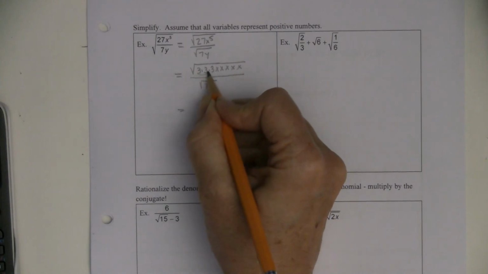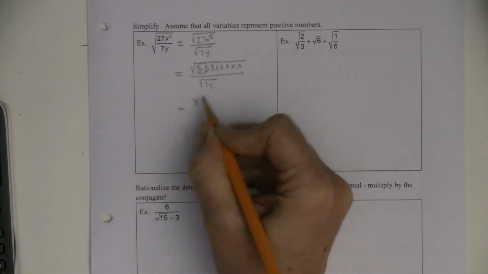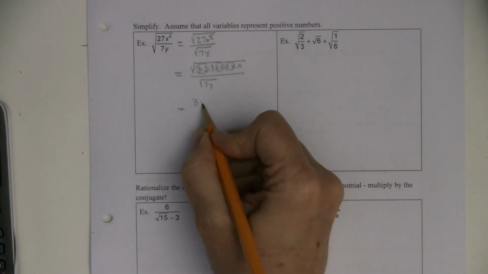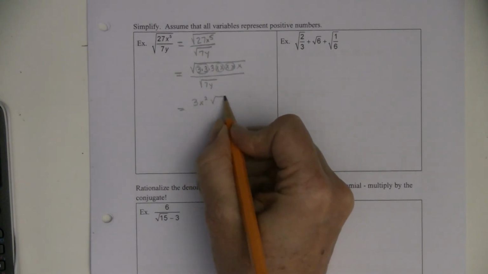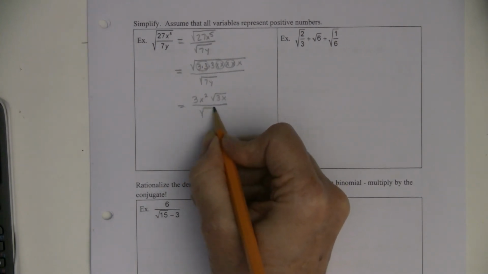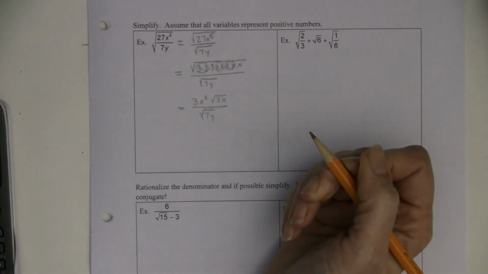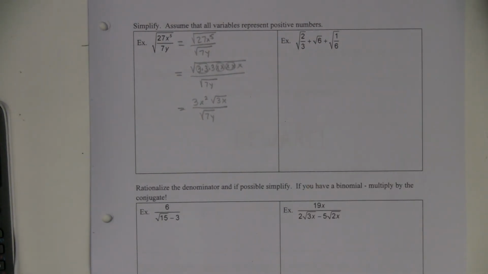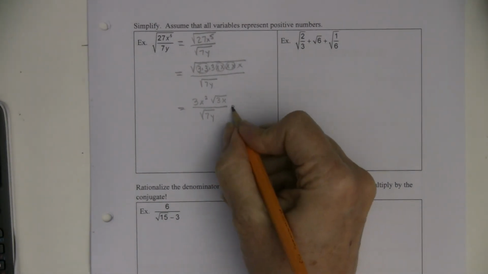And so I'm going to get on the outside a 3. I'm going to get on the outside an x and an x, which is x squared. And this is going to be stuck underneath 3x. And in the denominator, I have the square root of 7y. And I'm supposed to rationalize the denominator. They're asking me to simplify. So now I'm going to multiply by that special 1.